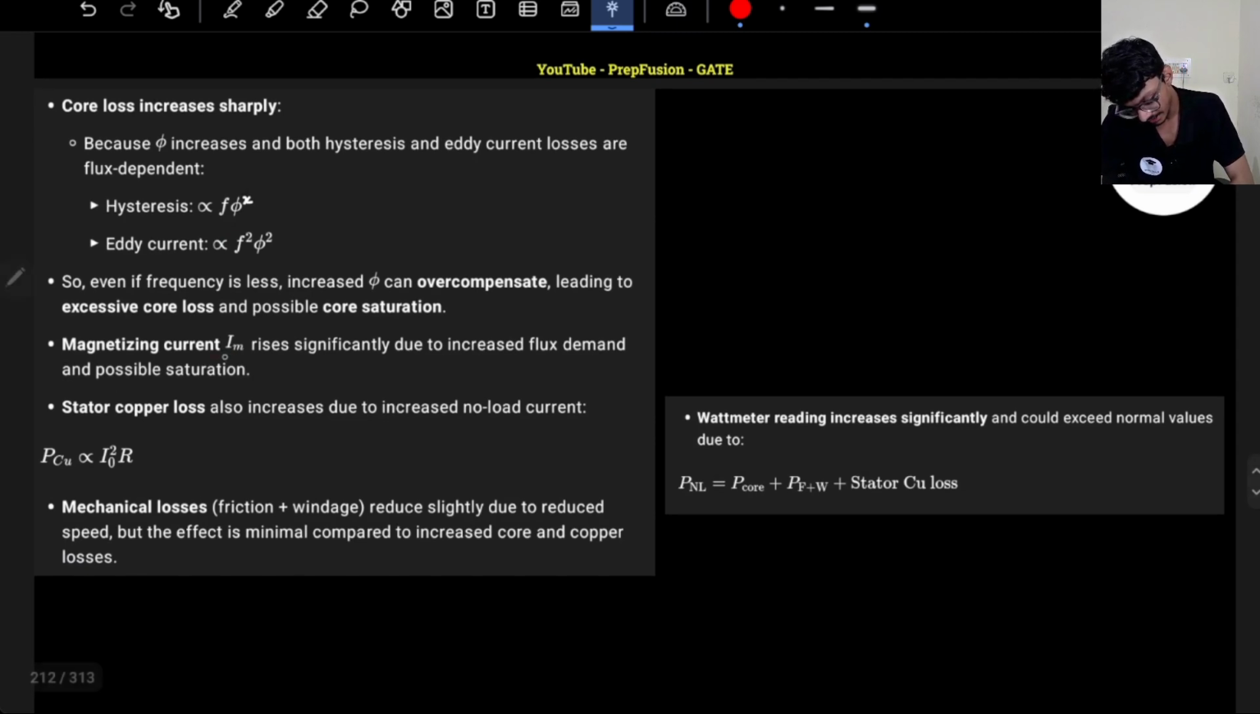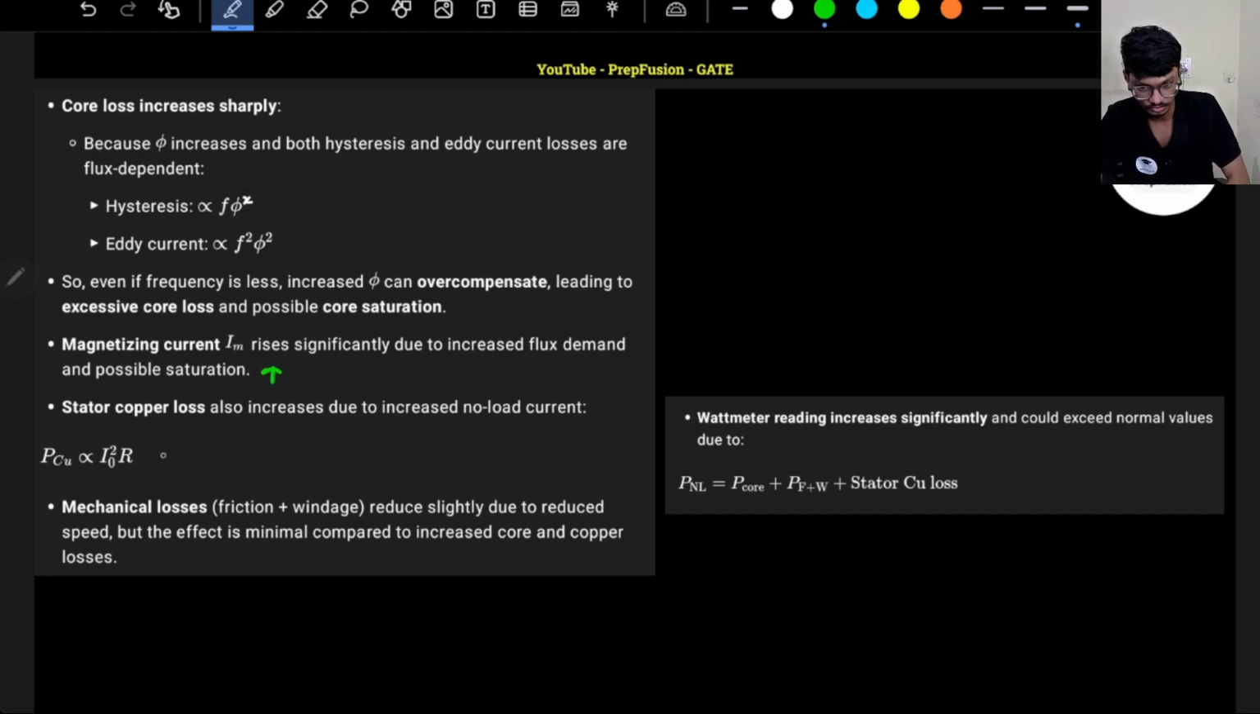Now the magnetizing current will increase, because more amount of flux is getting produced in the core. If flux is getting increased in the core, who will supply that flux? Only the magnetizing component of current. So the magnetizing component of current will increase. Stator copper loss will increase, because it is proportional to I naught square R. So overall the wattmeter reading will increase, because even though the mechanical losses reduce, overall it will increase, because there will be a sharp increase in the stator copper loss and core loss.